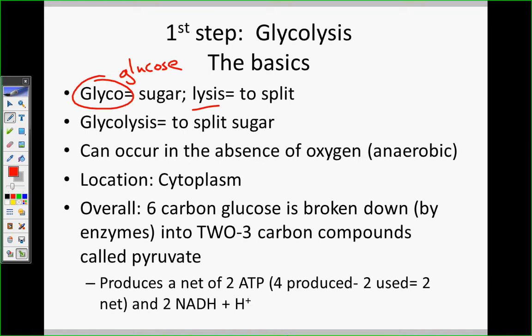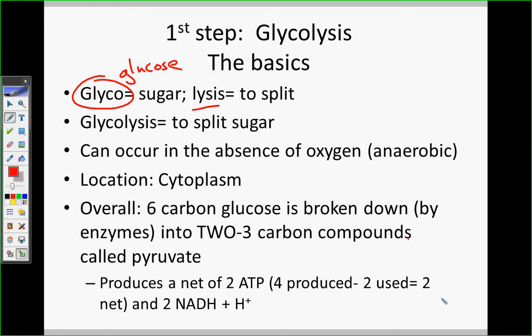All right, glycolysis, to split sugar, can occur in the absence of oxygen, anaerobic. Now, what if you kept performing glycolysis and then you did the same thing to the pyruvates that it forms? What do you think is going to happen if you're exercising really hard in the absence of oxygen? What builds up? What builds up the next day? Why are you sore? Lactic acid. So from glycolysis, way on down the line, you would form lactic acid. Just so you know that. We'll talk about that in a couple minutes.